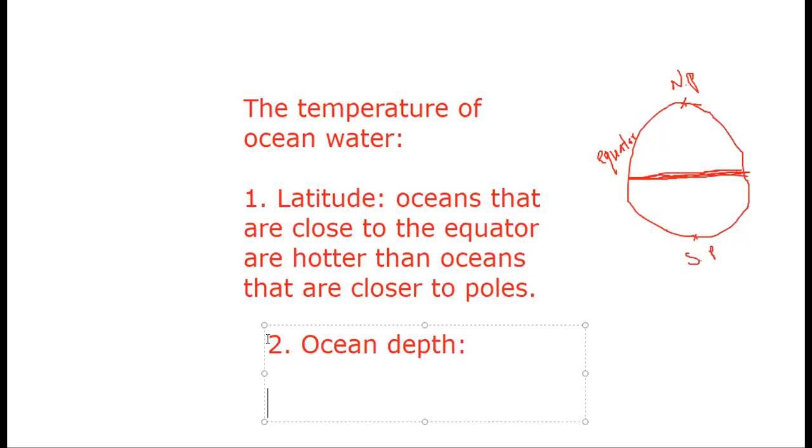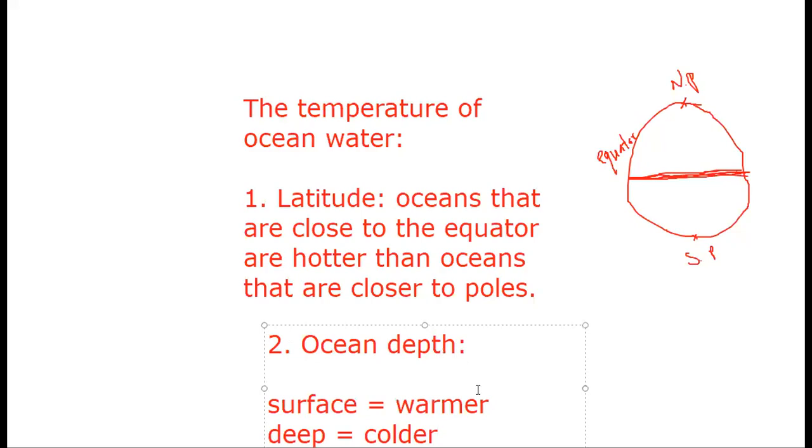Always at the surface, it is what? Water that is at the surface of the ocean is warmer. And the deep water is what? Is colder. Why? Because the surface water is warmer as it receives more sunlight. Sunlight heats it more. But the deep water is colder because the sunlight can't reach that depth. We are talking about the ocean.